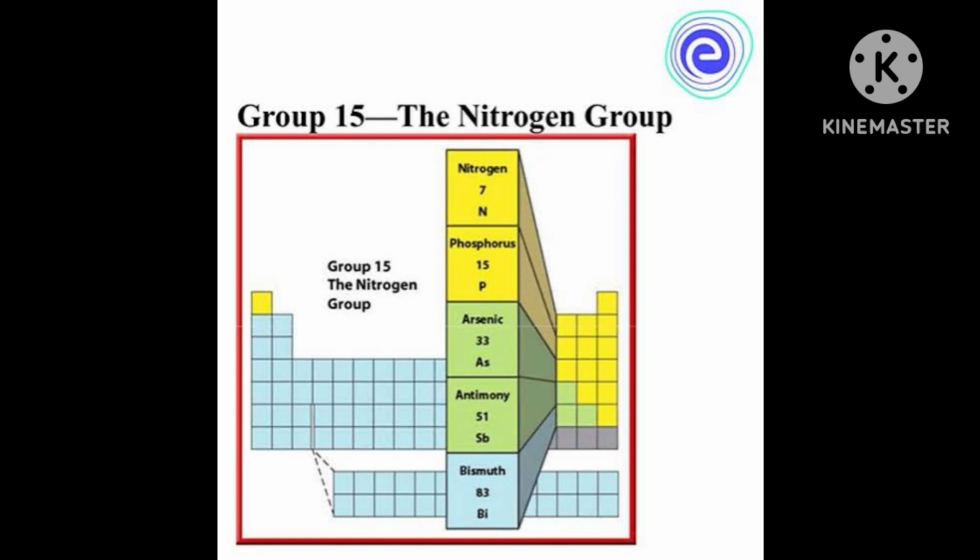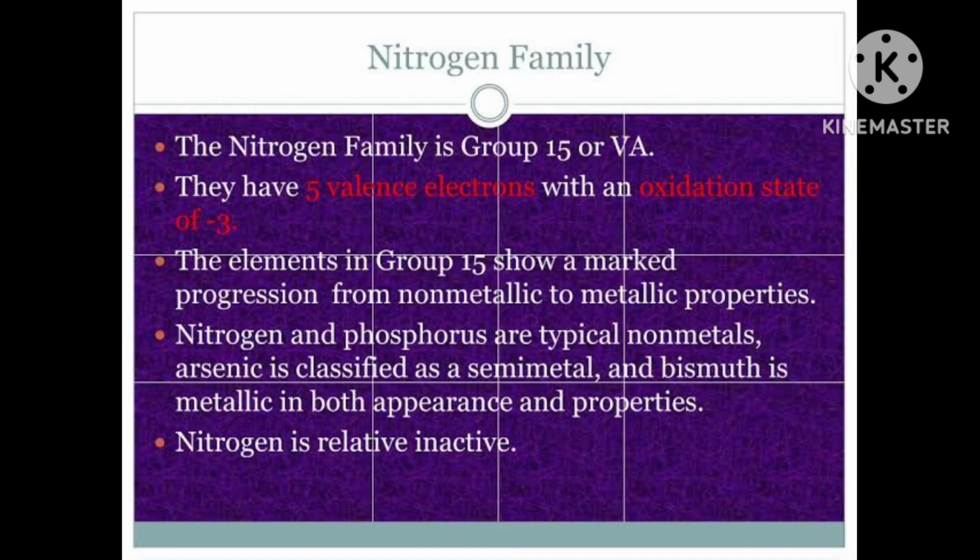Now I have told you about the covalency of nitrogen and phosphorus and heavier elements. Now I am going to discuss anomalous properties of nitrogen. From this group 15 elements, nitrogen has a special status. Many questions are asked about nitrogen. Those properties are called anomalous properties of nitrogen. Many questions have been asked many times.